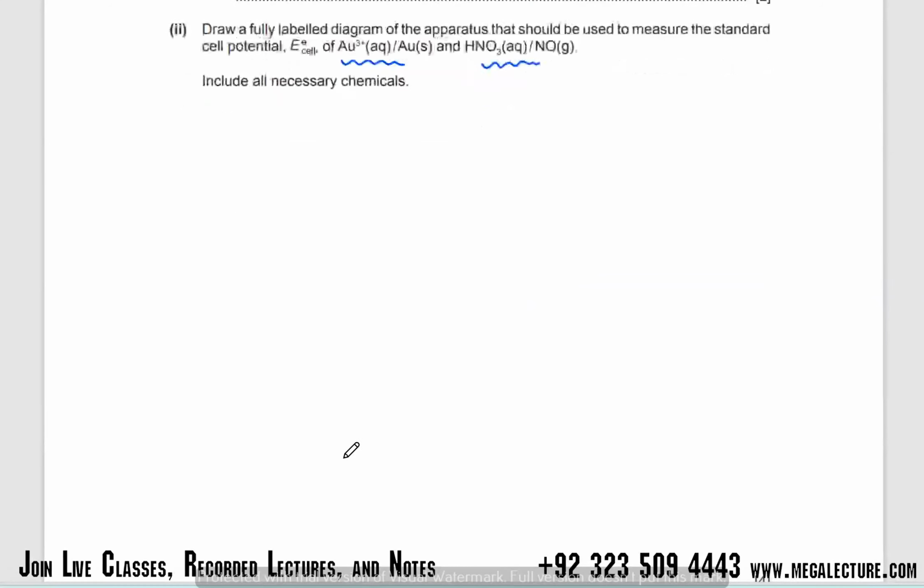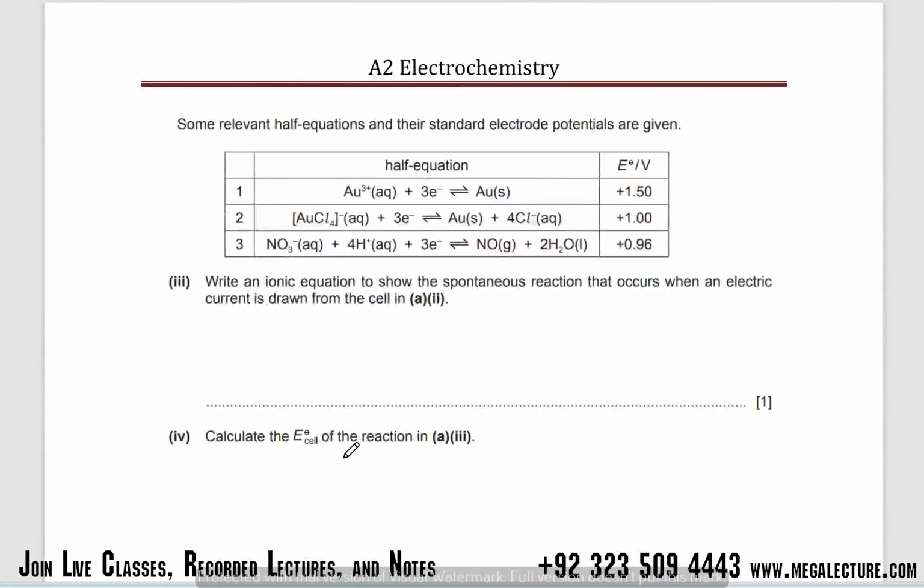So moving on, he's saying write an ionic equation to show the spontaneous reaction that occurs when an electric current is drawn from the cell. So what is the spontaneous reaction? It was 2 electrodes, right? The equations are given, right? So it's AU and AU ions, and the other one was nitric acid and NO gas. So I think it's the third one, right? So the higher one gains electrons, the lower one loses electrons, and that's it.